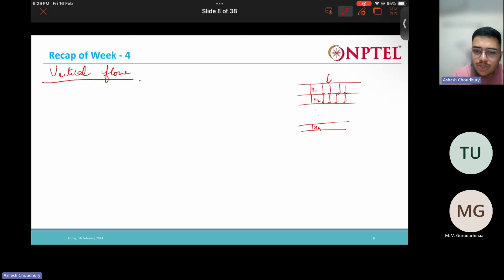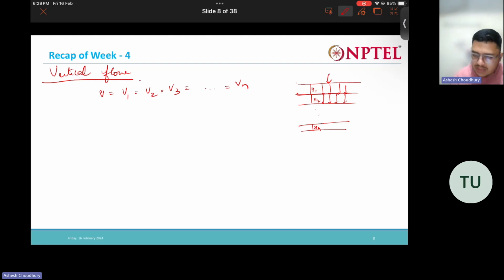So from the continuity equation, what can we have? All the Q's, all the flows, will be equal. That is, all the velocities will be equal. So V should be equal to V1, equal to V2, equal to V3, dot dot dot, equal to Vn. Q flow is velocity into area. So area will get cancelled out. So all these V's will be equal. All the flows are equal. That means all the velocities should be equal as the area is constant. Area of flow is constant, in the out of plane direction.